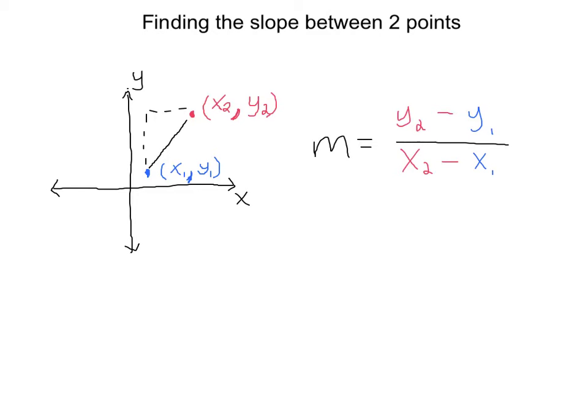Notice I've also paired the points in colors. So if you use y2 first, you need to use x2 first on the bottom. You could start with y1 first, but x1 has to be right below it.